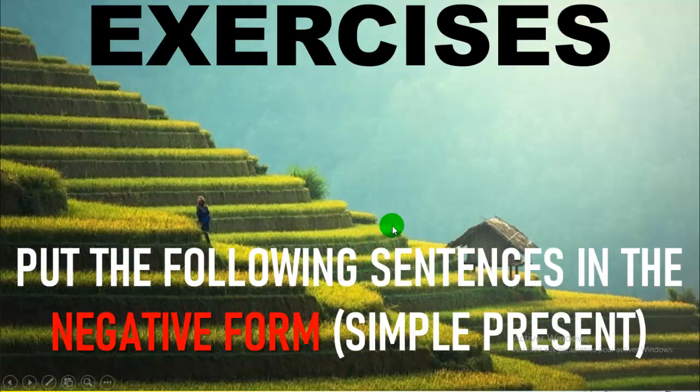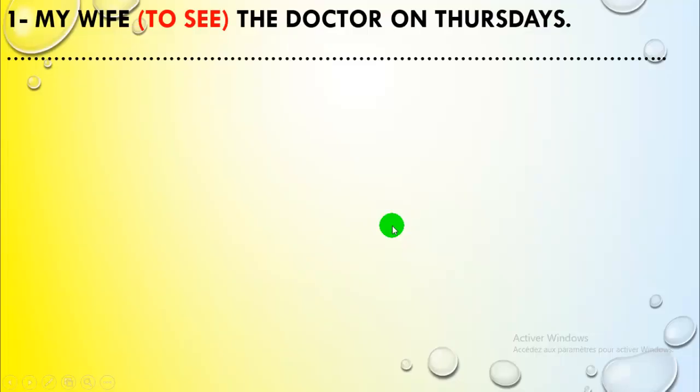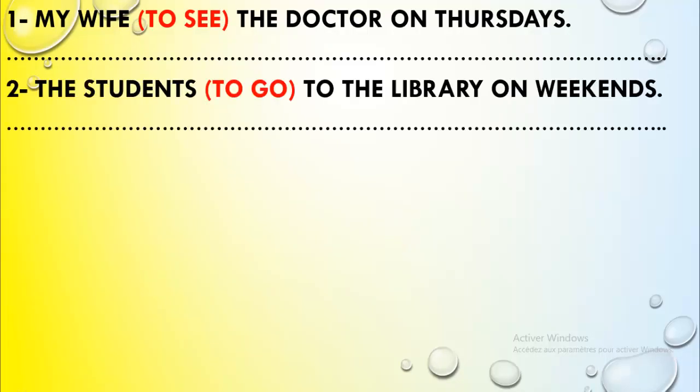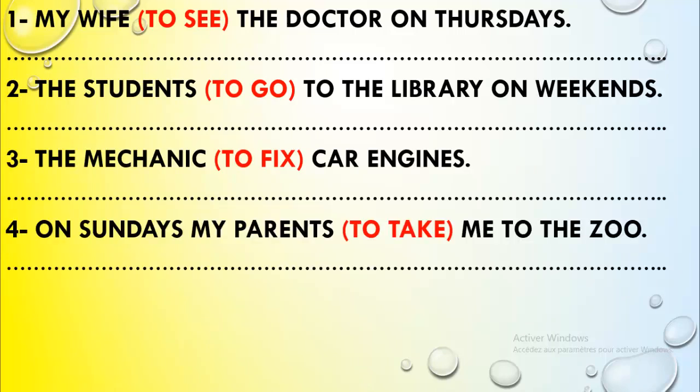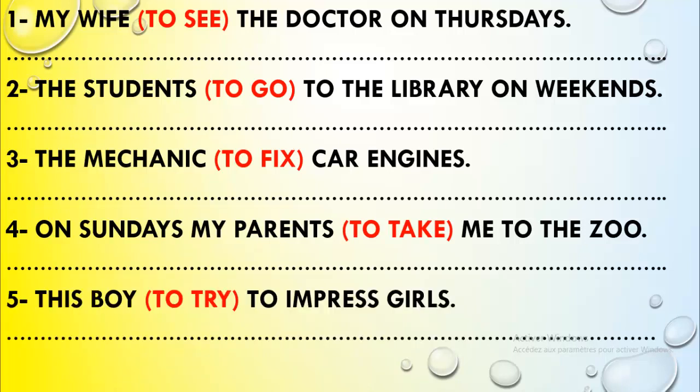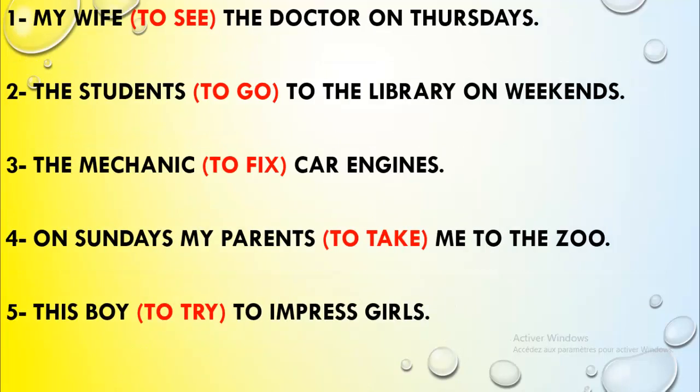Exercise. Put the following sentences in the negative form. My wife to see the doctor on Thursday, the students to go to the library, the mechanic to fix car engines. On Sundays, my parents to take me to the zoo. This boy to try to impress girls. Once again, you can try it first before you come back for the corrections. We are going to correct it rapidly.